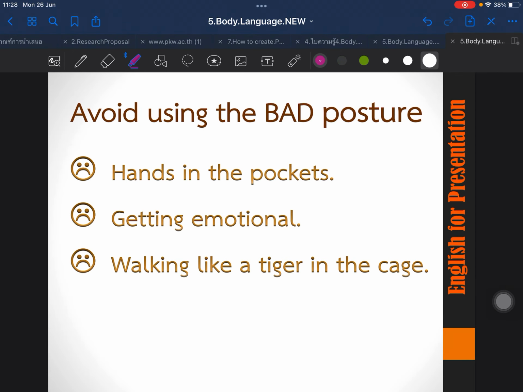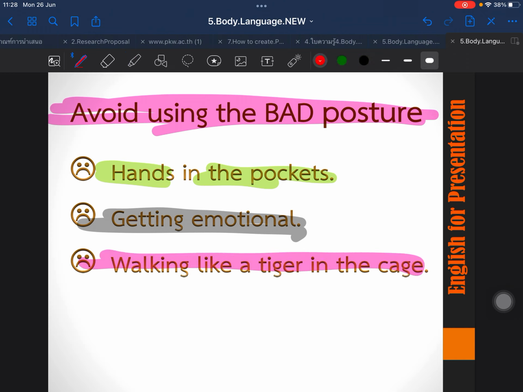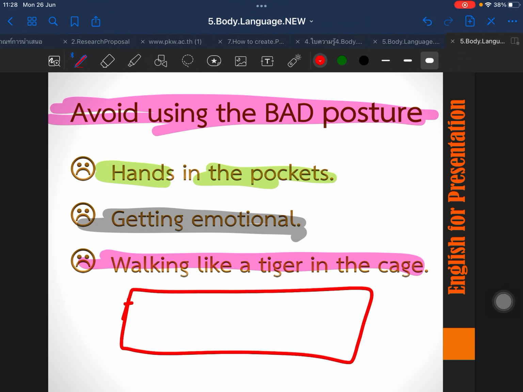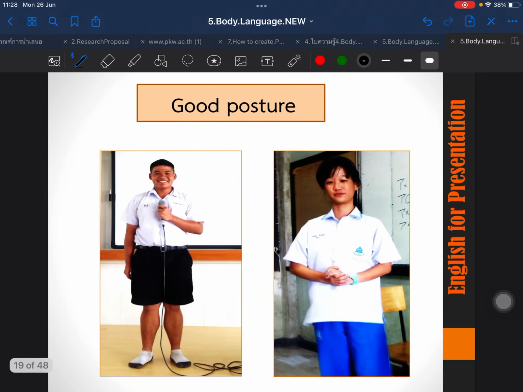Moreover, I would like to focus on avoiding bad posture. Number 1, you shouldn't have your hands in your pockets. And you shouldn't get emotional. That means you need to smile and look professional, right? Confident. And walking like a tiger in a cage, what does it mean? For example, this is like the stage, and then you walk around back and forth like this all the time. So don't walk like a tiger in a cage.